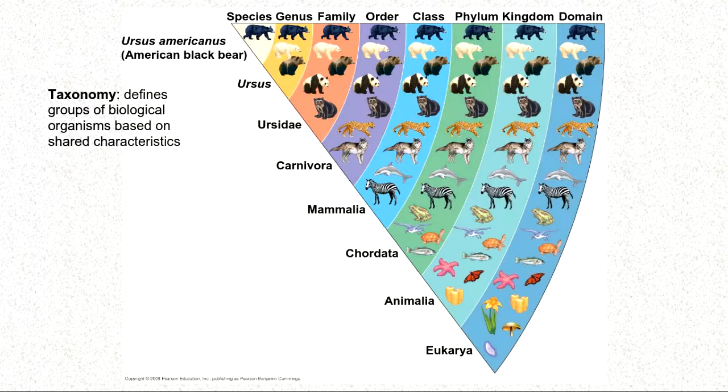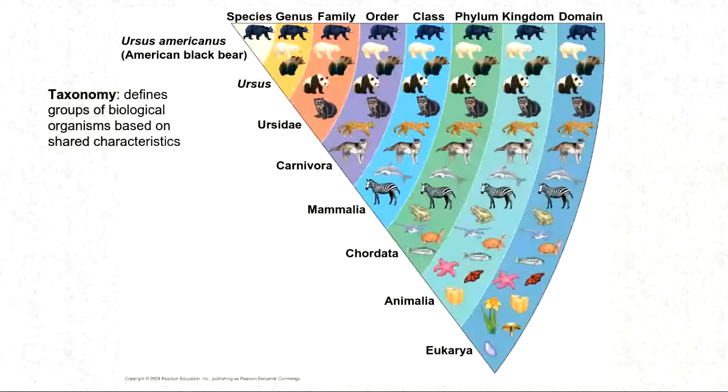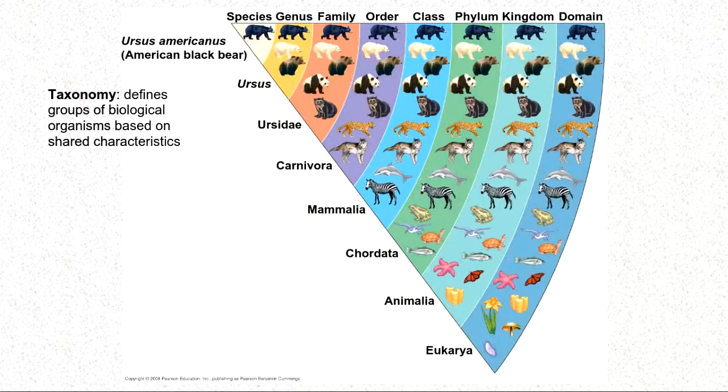And from that, I will select the ones that share the same genus, which is Ursus, and then the species: black, white, brown. So if I want, that's Ursus americanus. Ursus americanus is this species. The genus is Ursus. It's of the family Ursidae. It's a carnivore. It's a mammalian. It's a part of the chordata. It's an animal and it's eukaryotic.